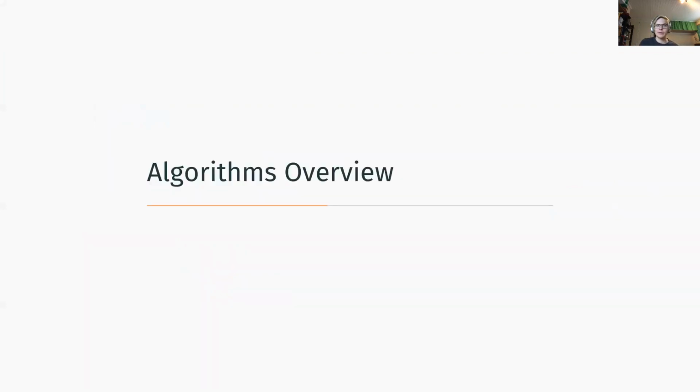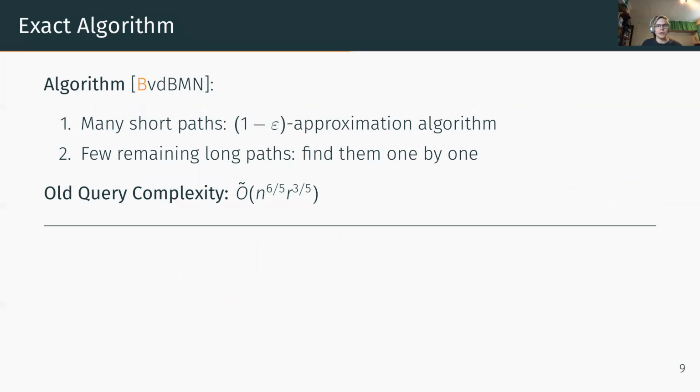So let's now move on to some brief overview on how our algorithms work. We will start with the exact algorithm, which is actually quite conceptually easy, given that we already have the improved approximation algorithm. So for the exact algorithm, we follow the algorithm of Blikstad, Van den Brand, Mukherjee, and Nanongkai, where this algorithm kind of works like this. To find the many short augmenting paths, we can use a fast and efficient approximation algorithm. And for the few remaining paths, we find them one by one. This is not trivial to do, but they have shown this in their paper.